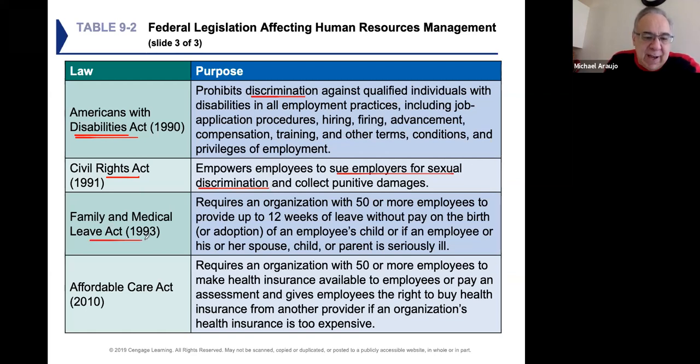Family Medical Leave Act, just saying that organizations that are pretty large, 50 or more employees, upon application, will give you 12 weeks of leave. It is without pay, and it's got to be for something very specific. So either the birth or adoption of a child, or if you as the employee or your spouse or child or parent is seriously ill and you need to be there for them.